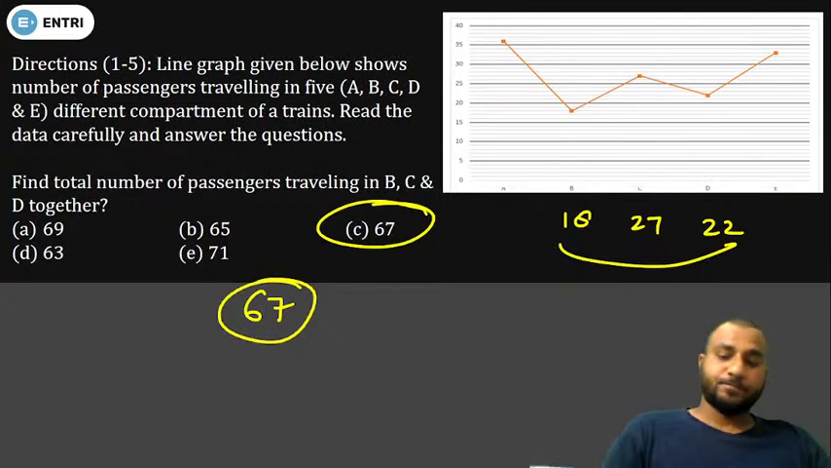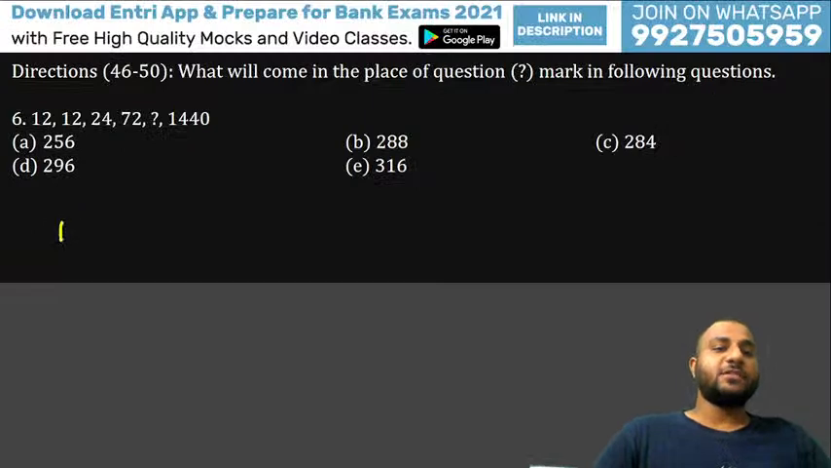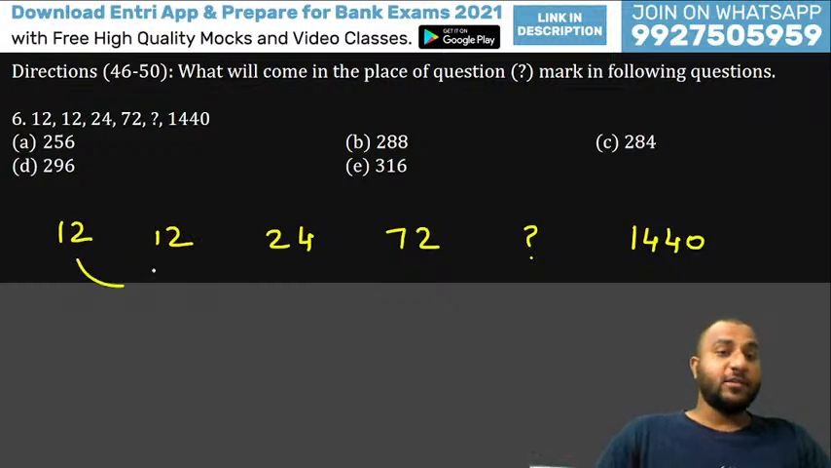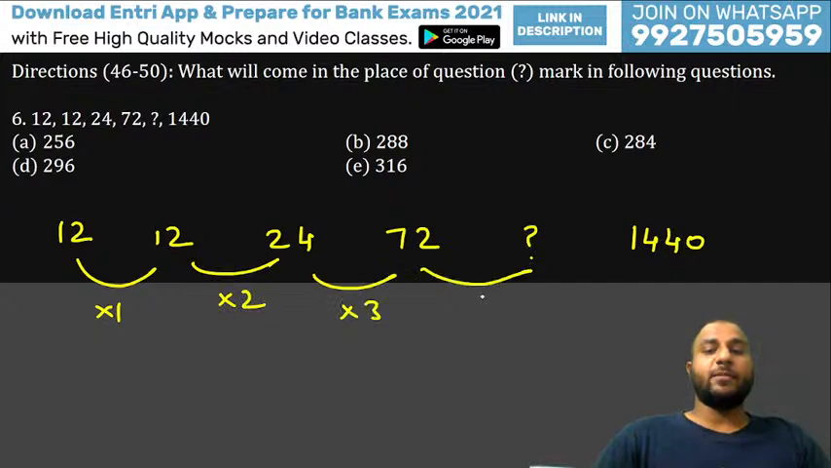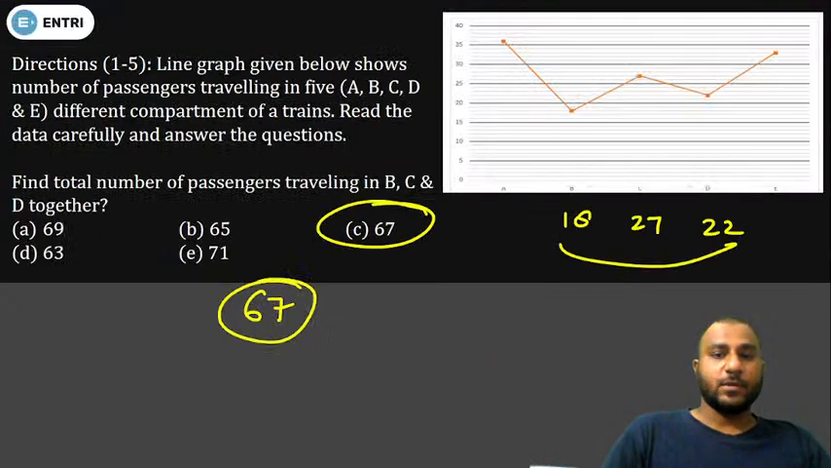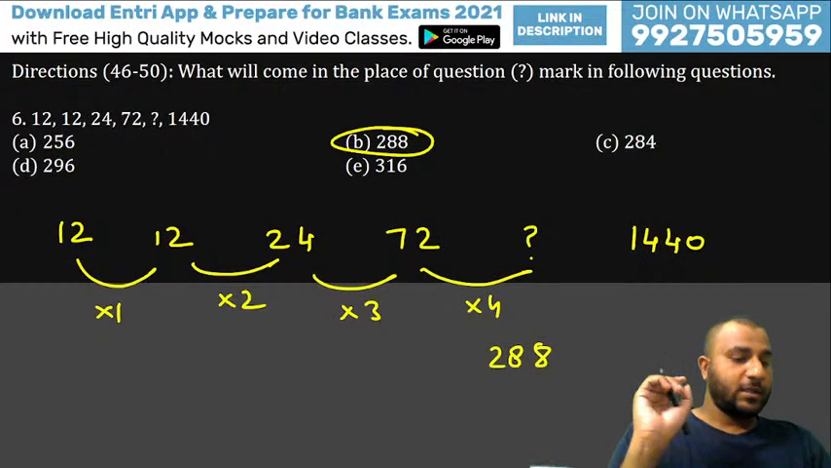Okay. Next, here comes the series question. Okay, look at this. It is a very easy question. Multiplies by 1, multiplies by 2, multiplies by 3, multiplies by 4. Okay, 4 2s are 8, 4 7s are 28. That means 288 will be the correct answer. So tell me guys, Sojamol, the last ones. Yes, C is the correct.